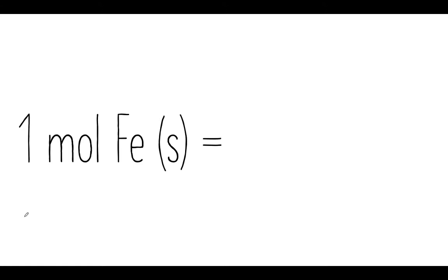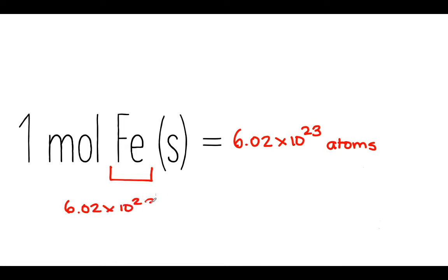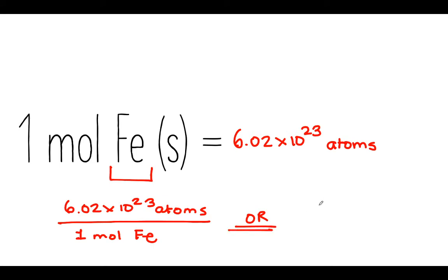If I'm talking about 1 mole of Fe, remember, this is an element that is by itself. I am looking at 6.02 times 10 to the power of 23 atoms. Remember, this is the context in which you'd use atoms, when there's an element that is by itself. And I can represent this in one of two ways. 6.02 times 10 to the power of 23 atoms over 1 mole of Fe, or I would write this as 1 mole of Fe over 6.02 times 10 to the power of 23 atoms. Again, it depends on what unit you want to cancel out.